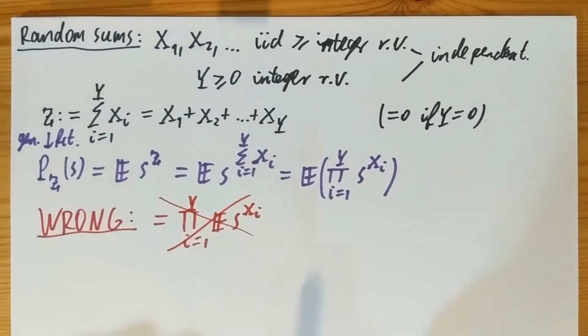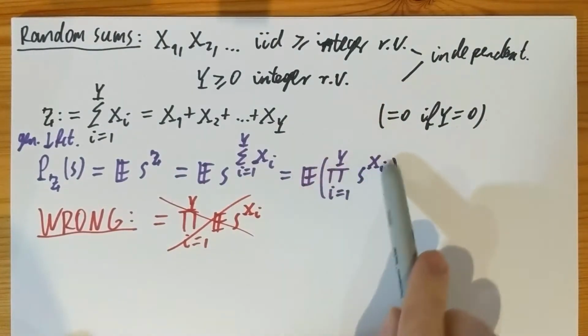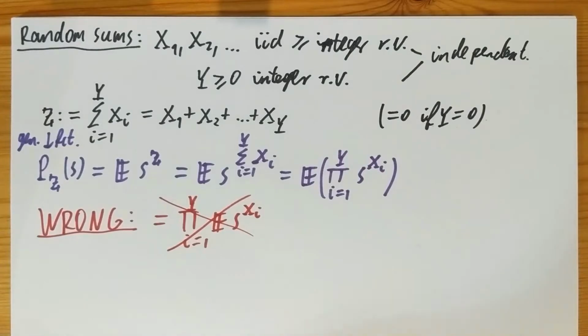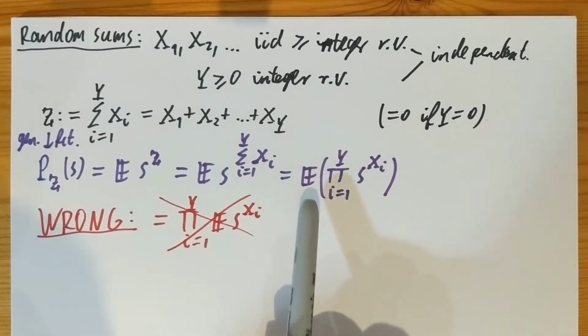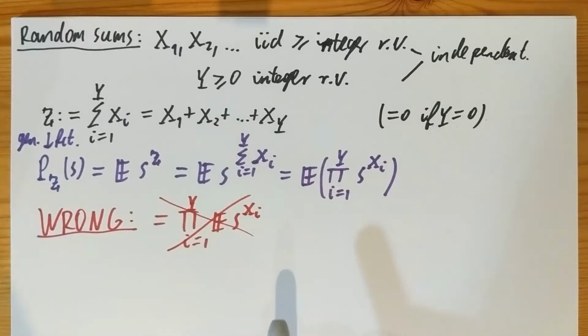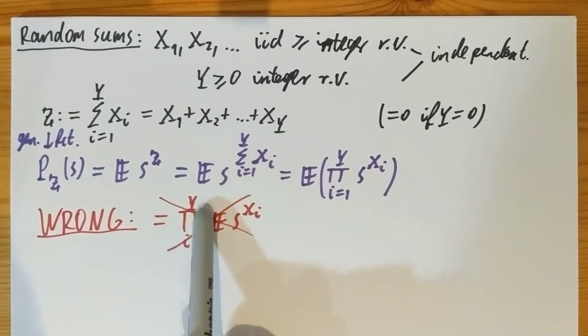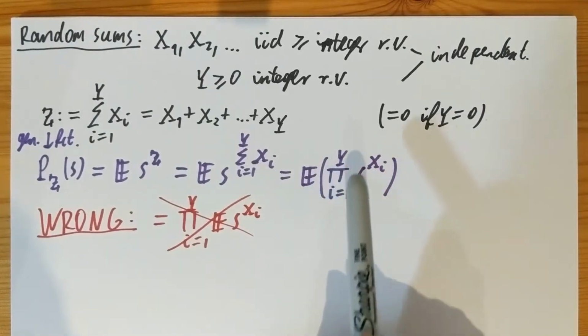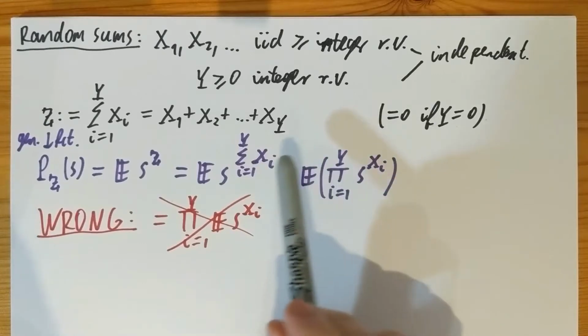Why is it wrong? Well, if you look carefully, here there is an expectation of a complicated expression of random variables. This expectation is a non-random number, just some fixed number, whereas this one is a function of Y. It's a random number. Clearly these two cannot be equal. So be careful. We don't have a right to bring this random Y across the expectation.